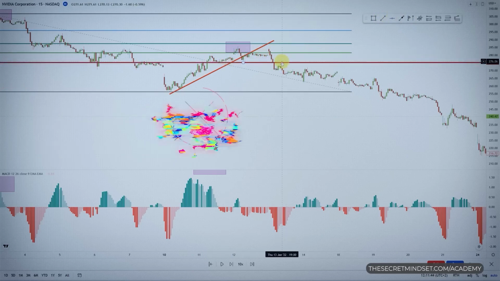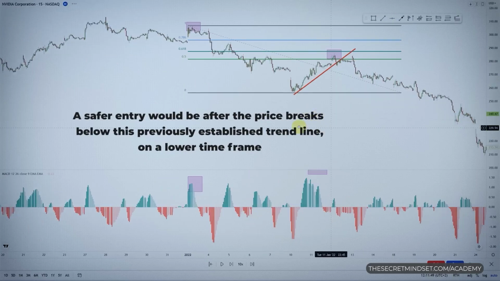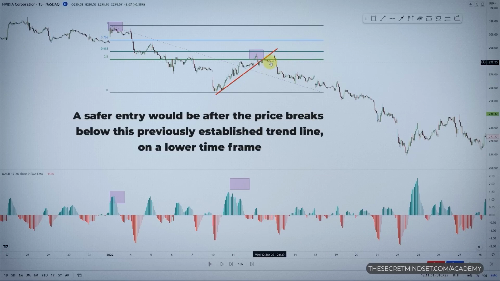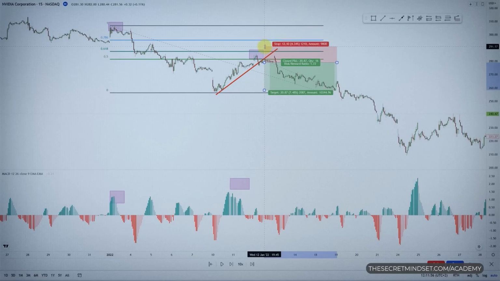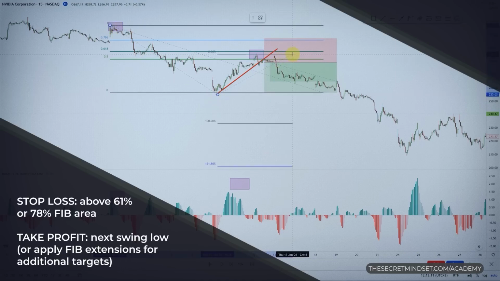In this case, a safer entry would be after the price breaks below this previously established trendline. This is the trigger to enter a short trade. You can place your stop loss above the 61% or the 78% Fib level. Your take profit would be at the next Fibonacci retracement level. And if you apply Fib extensions, you can find additional profit targets.